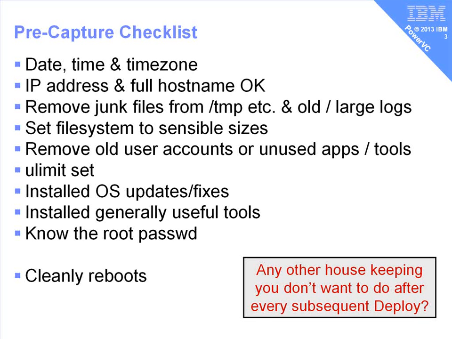I always get caught out with a ulimit, so check what that's set to. Do any upgrade of your operating system so it's got the latest fixes. You just do that once and you'll deploy the new versions. Install generally useful tools, perhaps a little toolbox of things you like to have on your machine. Make sure you know that root password. Do a clean reboot just to make sure it's nice and clean and it works first time.